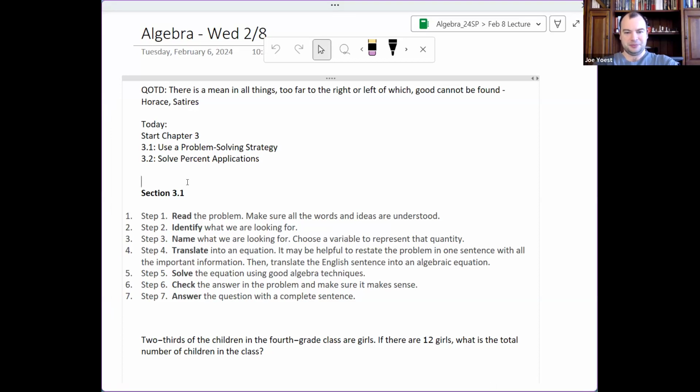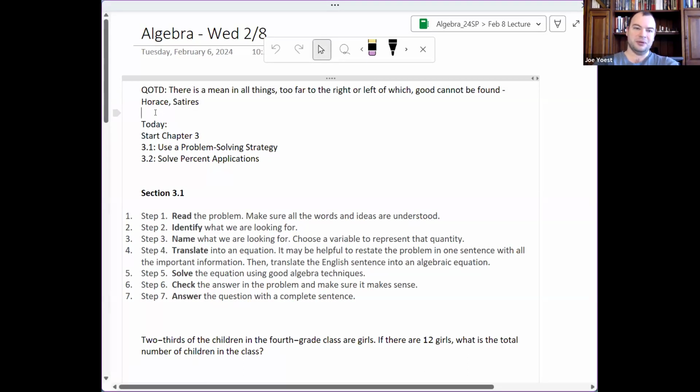3.2 next time. The quote of the day for today is from the Roman lyric poet Horace, from his work Satires. There is a mean in all things, and this is a rough translation of the Latin. There is a mean in all things, too far to the right or left of which good cannot be found. So I think a good quote for life, for academic life, but also just life in general. I'll just leave it there since we spent a good bit of time discussing some study strategies and so on.